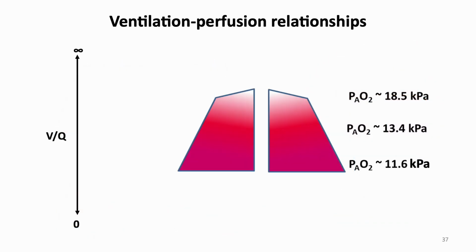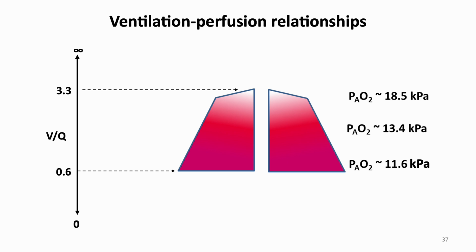Let me show it to you in a different way. What the VQ ratio does is determine the regional alveolar oxygen tension. If we have a lung here, I put the VQ ratio over here. It goes from 0 to infinite. And in the normal lung, we have a VQ ratio at the apex of 3.3.